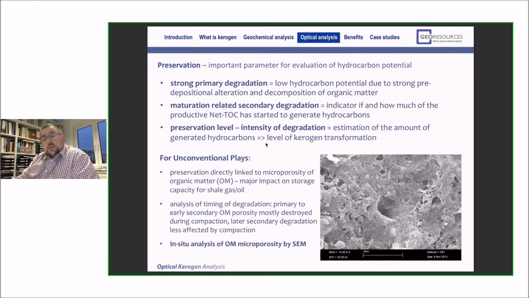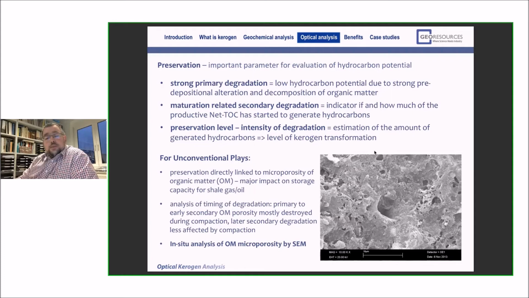This preservation also has a very interesting point particularly for unconventional plays, because the preservation is directly linked to microporosity of the organic matter. The more we decompose the primary organic matter, the more microporosity we get in our organic matter. And this microporosity in the organic matter is the major storage capacity in shale, in gas and oil shales, particularly gas shales, because the organic carbon surface can fix much more gas than the mineral surfaces. So the organic matter microporosity is much more important in these shale plays than the rock matrix microporosity.